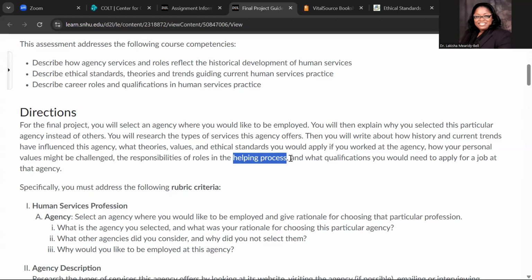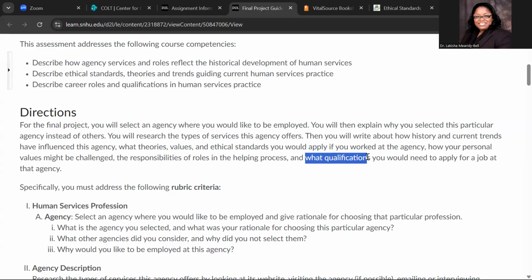The helping process, if you have looked at your readings, falls under social work. So social work and human services may be intermingled, but they really are two different positions. So it would be best to lean on the helping process that we just learned about in your course ebook, which is the stages of the helping process, instead of the social work helping process. Does that help?